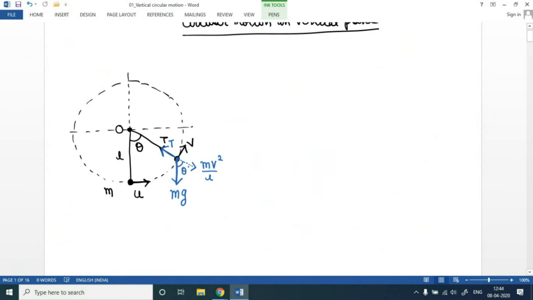When we consider the force balance of this particle along the radial direction, it gives us T equal to mv square by L plus mg cos theta. That is the equation of force, which we derived from studying the dynamics of this particle. This is the tension in the string when the string is making an angle theta with the vertical. Since we have two unknowns, we require two equations.